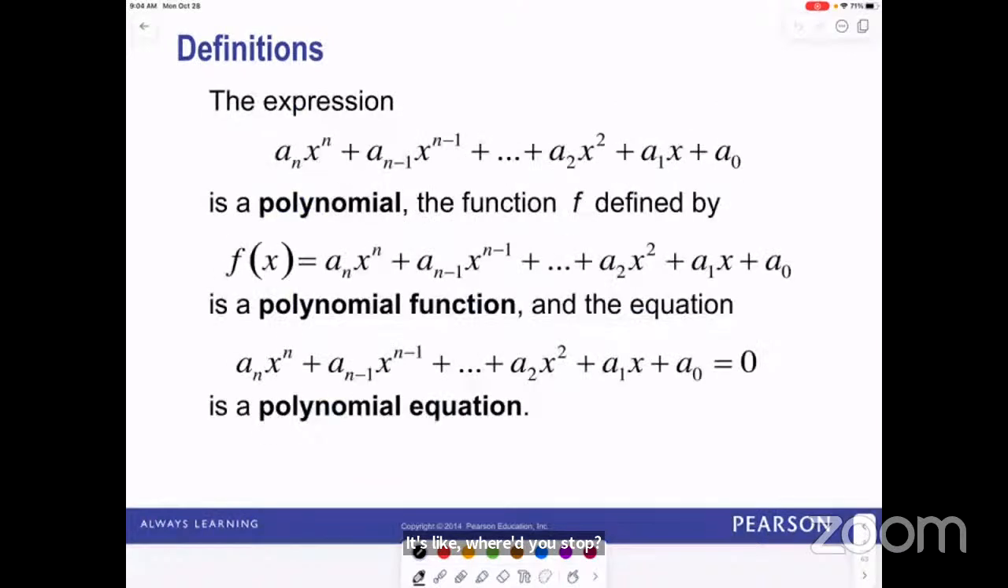So let me see. This expression, this finite sum of monomials, is a polynomial. The function f of x defined by f of x equal to that polynomial is called a polynomial function. And the equation where we have a polynomial equal to 0 is called a polynomial equation. So we're just identifying a polynomial, a polynomial function, and a polynomial equation.